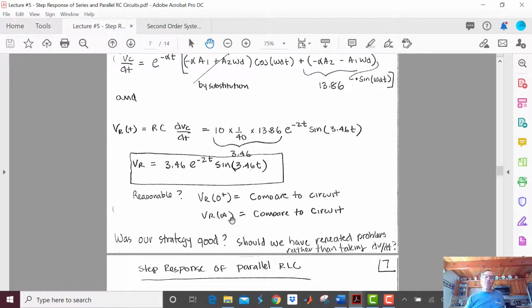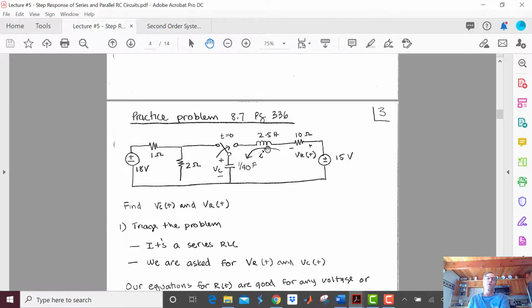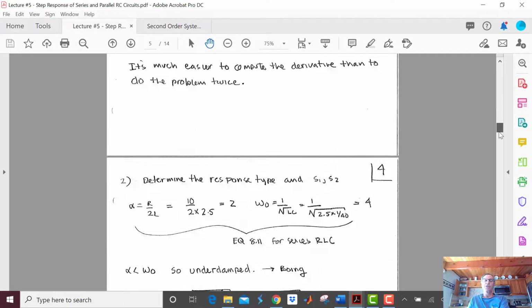How about VR of infinity? Let's compare that to the circuit. My equation says that my sine wave is going to just keep on boinging along till infinity, but my exponential envelope is going to drive it to 0. So I'm going to say there's going to be no voltage across that resistor at time equals infinity. Well, at time equals infinity, the capacitor is going to prevent any current flow. So I'm again going to have no current through the resistor, so it's going to be 0.